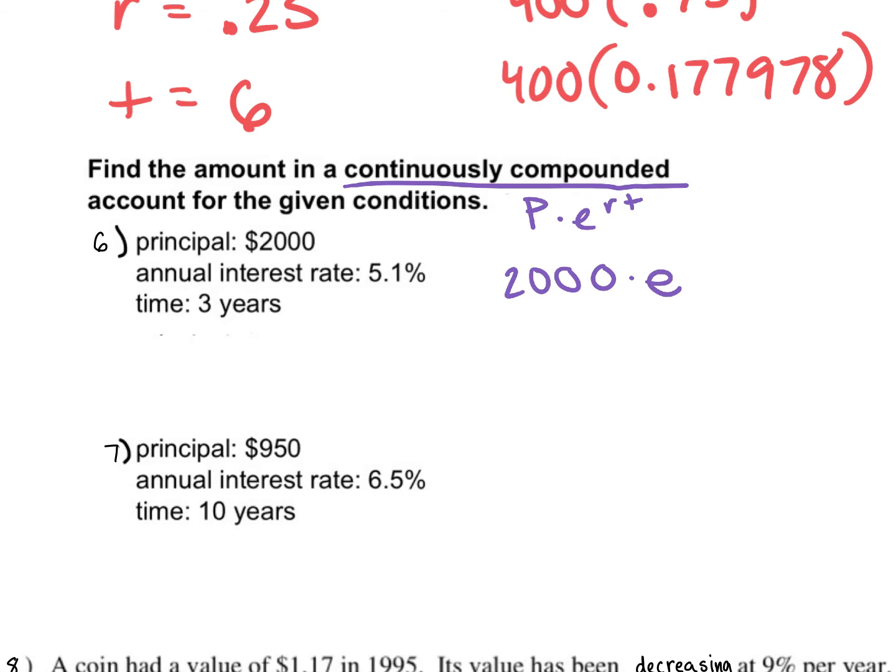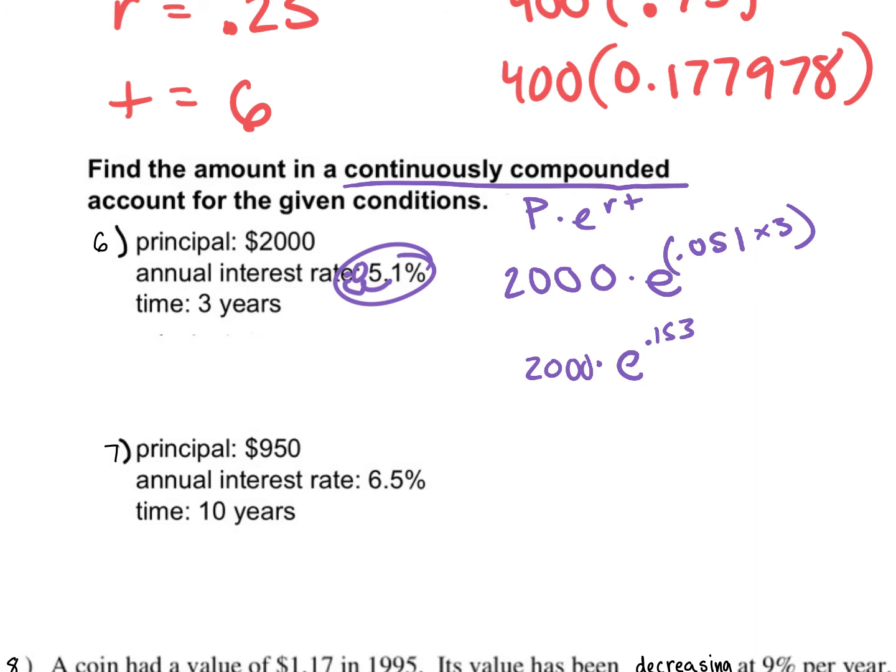What's our rate? 5.1, but is that the decimal of it? Oh, no, it's 0.051. And then what's time? 3. So what do I have to do first here? The exponent. So 0.051 times 3. So that would be 0.153.